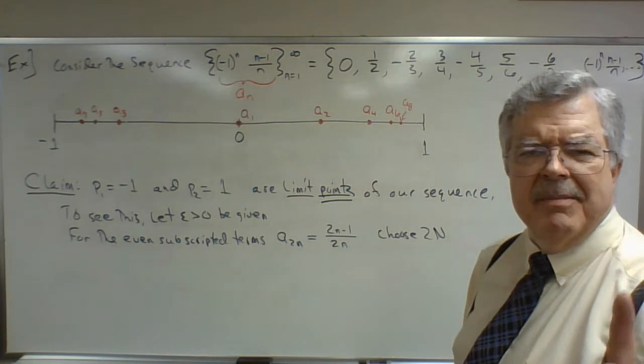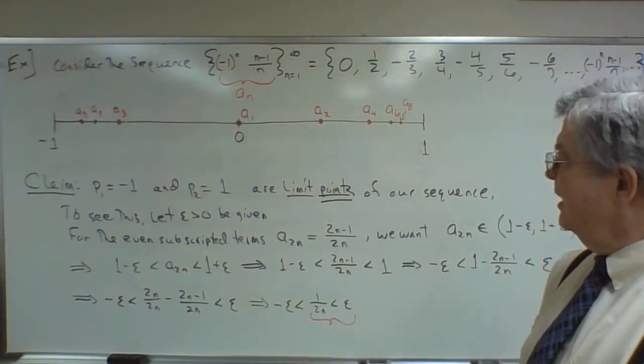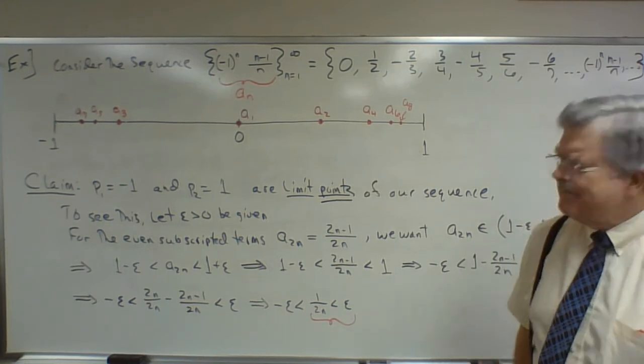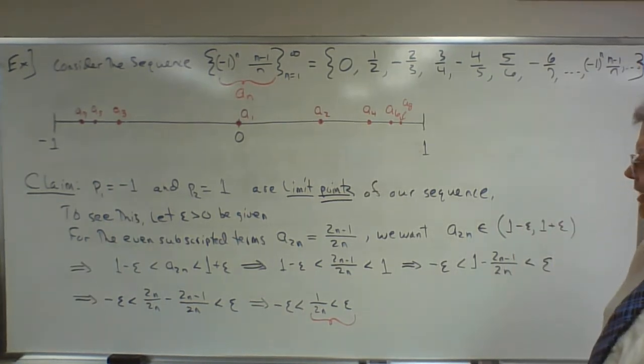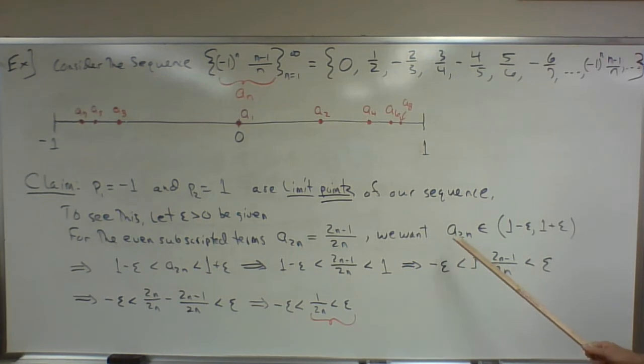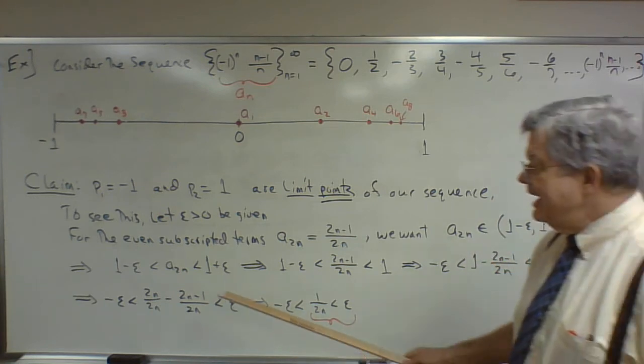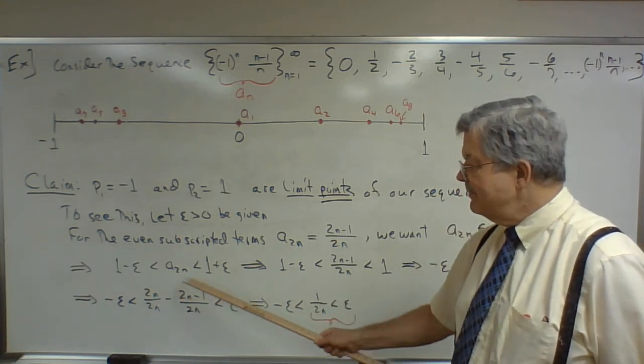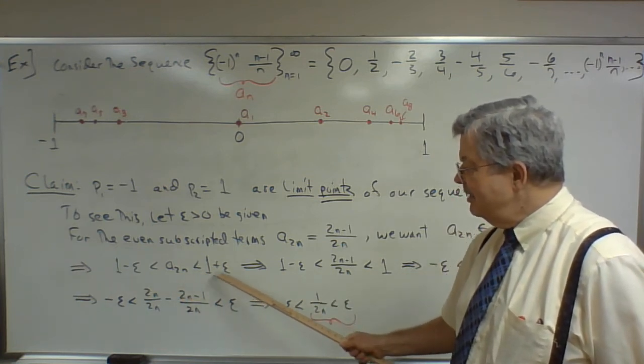Let me stop and think about this for a second. Okay, I'm back. It took me a while, but I found my brains. So here's what we said. We want a sub 2n to be in this interval, given epsilon greater than 0. And saying that a sub 2n is in this interval is the same thing as saying that a sub 2n is greater than 1 minus epsilon and less than 1 plus epsilon.